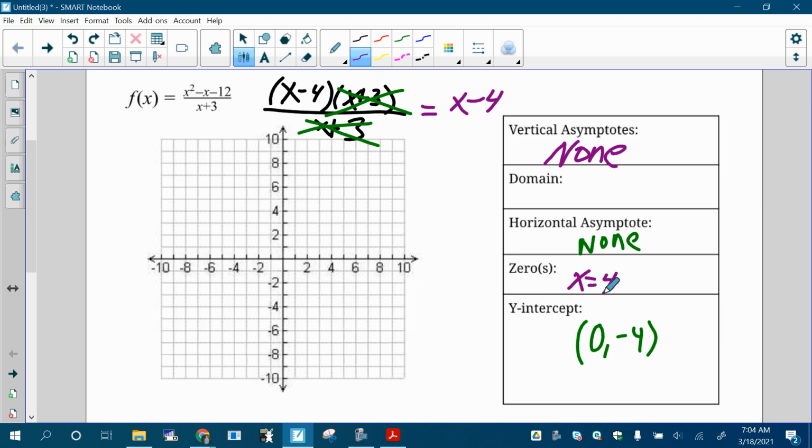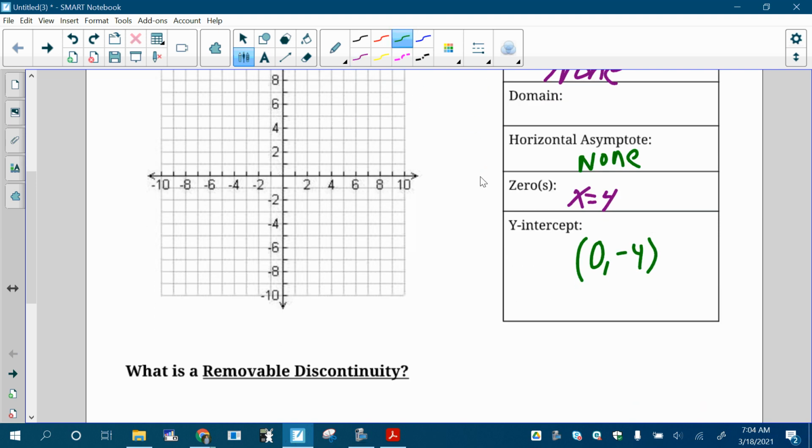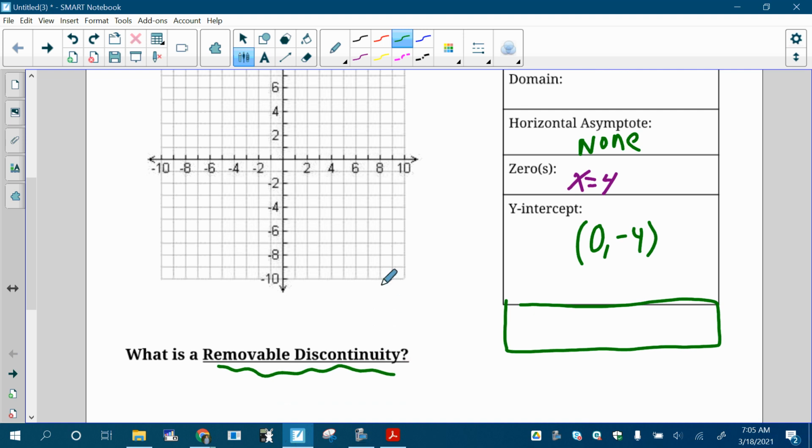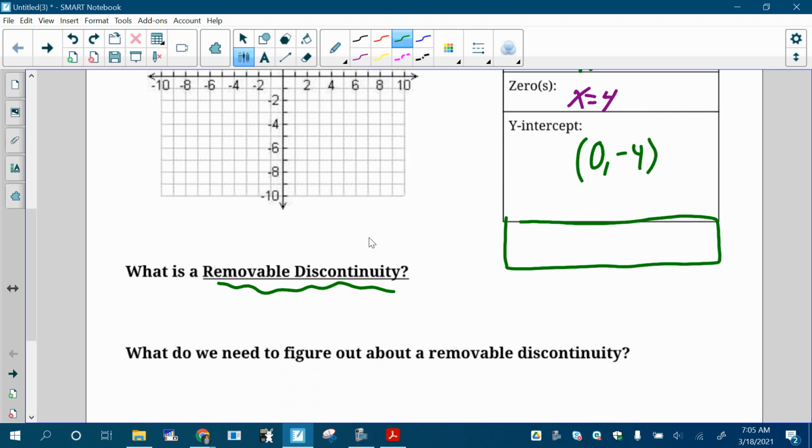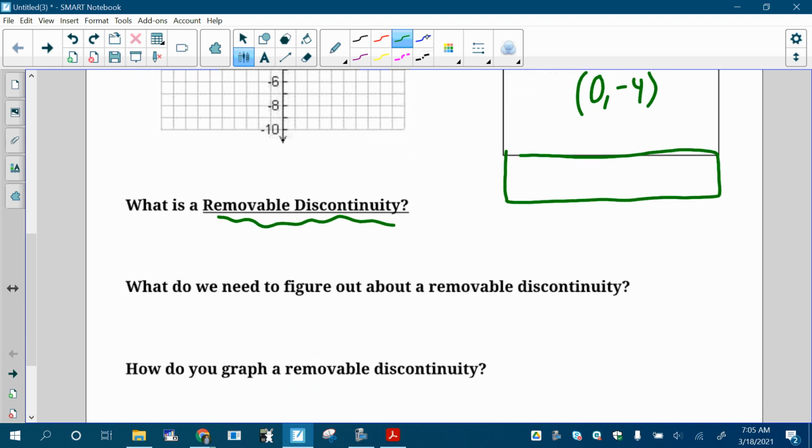But because you canceled that out, we get another feature here, another thing graphically. What we get is something called a removable discontinuity. That word sounds really fancy, and I don't want you to worry about it as a vocab word, or about why it's called removable and why it's called a discontinuity. That's something you'll learn in a really different class. All I need you to know is that when you see removable discontinuity, it means there's a hole in the graph.